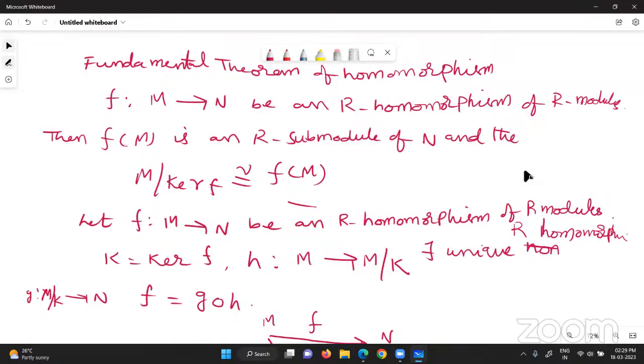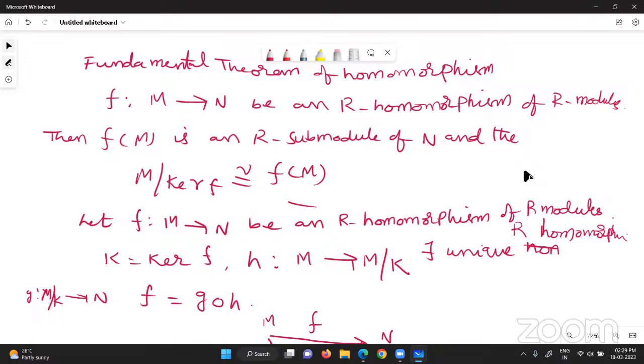An isomorphic image is isomorphic to some quotient group. Here also, if F is a mapping from M to N, it is an R homomorphism. What do you mean by an R homomorphism? You have f of x plus y is equal to f of x plus f of y, and f of alpha x equal to alpha into f of x. Then we say that it is a homomorphism.